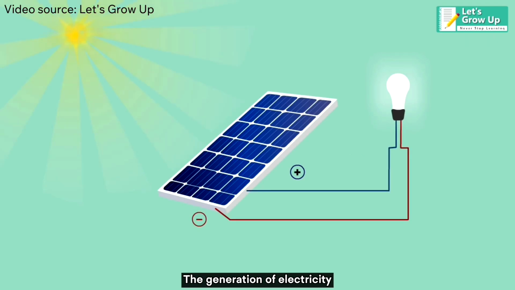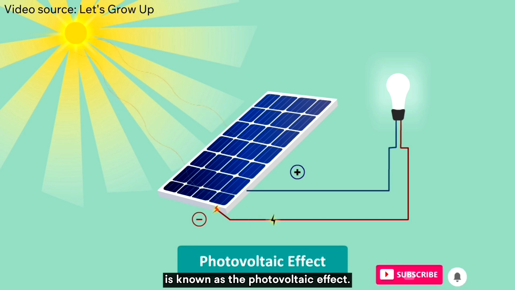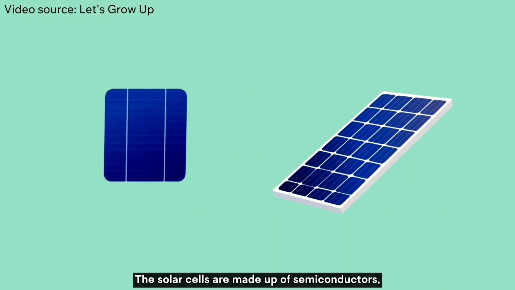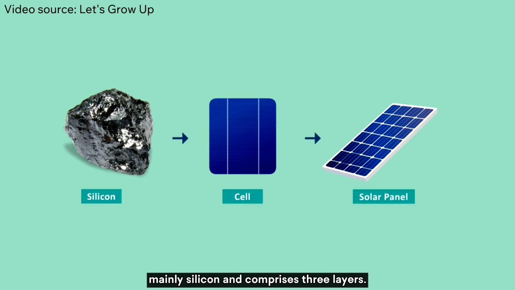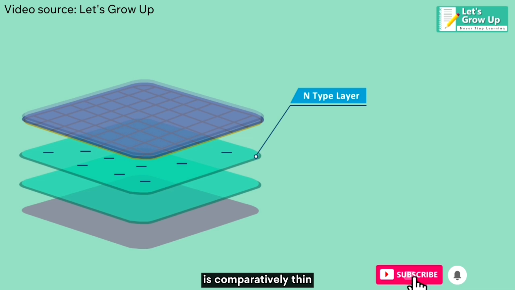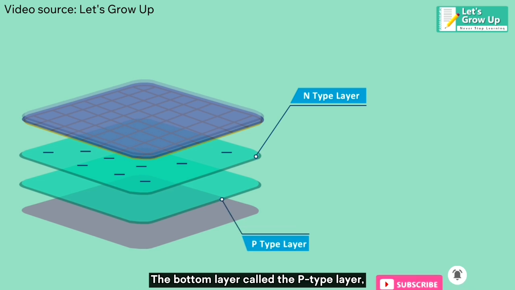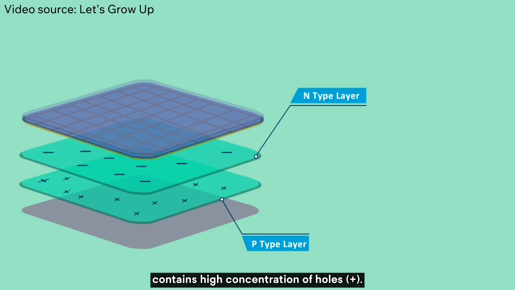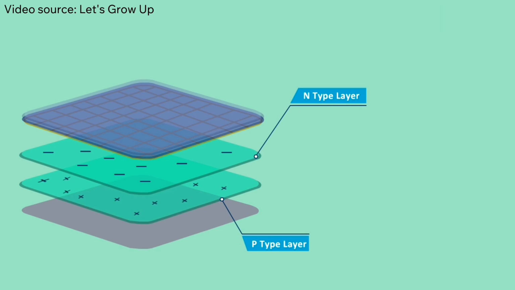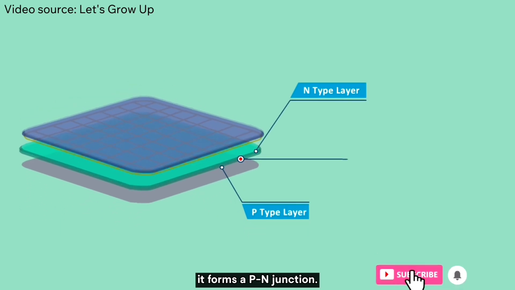The generation of electricity on exposure to sunlight is known as the photovoltaic effect. This principle is used by solar cells to produce electricity. The solar cells are made up of semiconductors, mainly silicon, and comprise 3 layers. The top layer, called the N-type layer, is comparatively thin and contains a high concentration of electrons. The bottom layer, called the P-type layer, contains a high concentration of holes. When the P-type and the N-type semiconductors are joined, it forms a p-n junction.